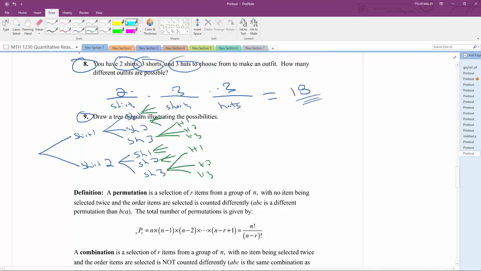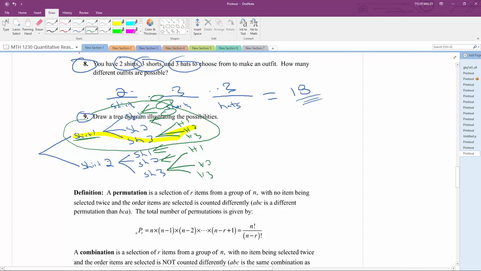And if we follow the diagram, shirt 1, shorts 3, and hat 2, that's one possible outcome, one possible outfit. So all these things here would be the possible outfits. You can notice I have 2 groups. Every time I have different options, it splits into more groups, so this lends itself to multiplication.